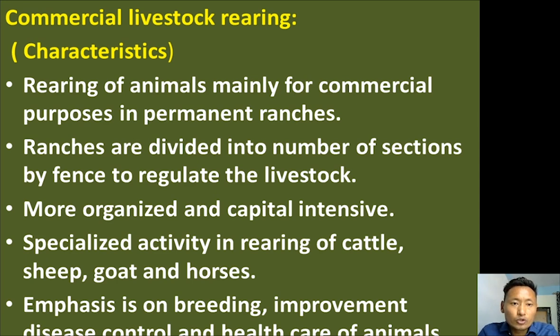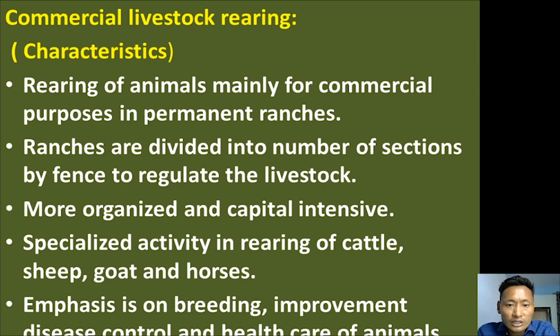So as compared to pastoral nomadism, commercial livestock rearing is more organized, and it is more capital intensive, meaning we have to spend a huge amount of money to buy the animals, buy the land, and make fences in the ranches. Because of that, it is more organized and more capital intensive. That means we have to spend more money as compared to pastoral nomadism.